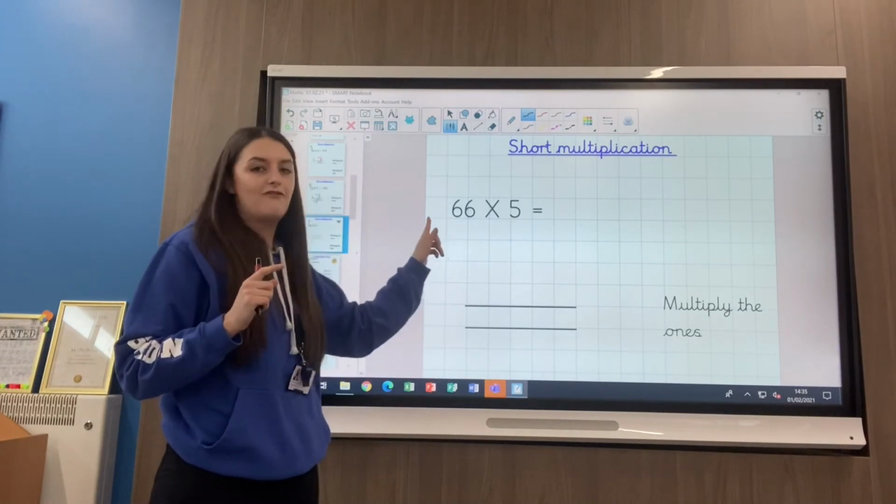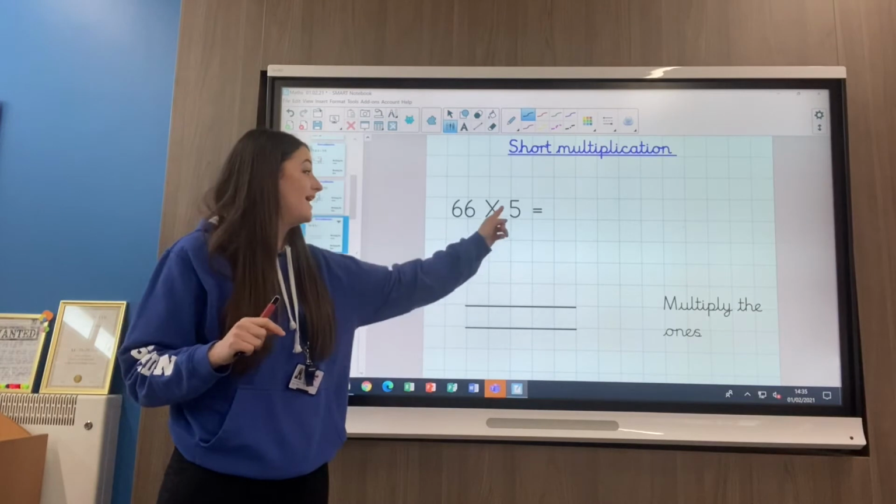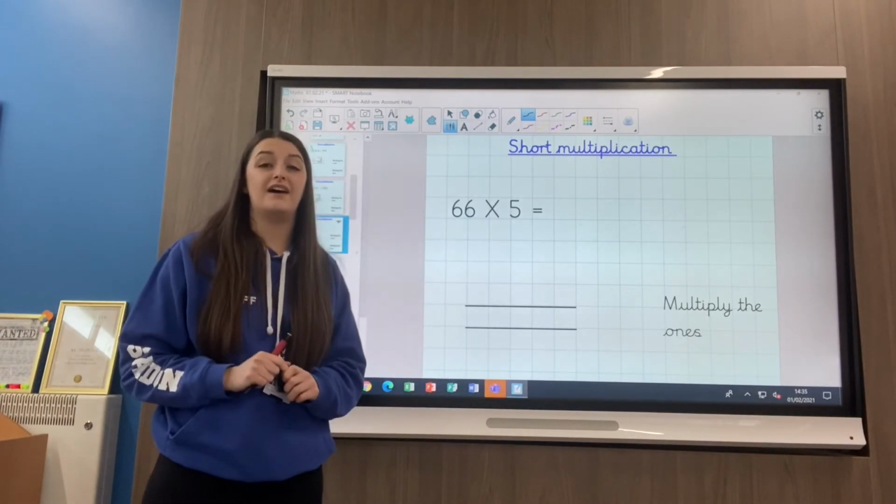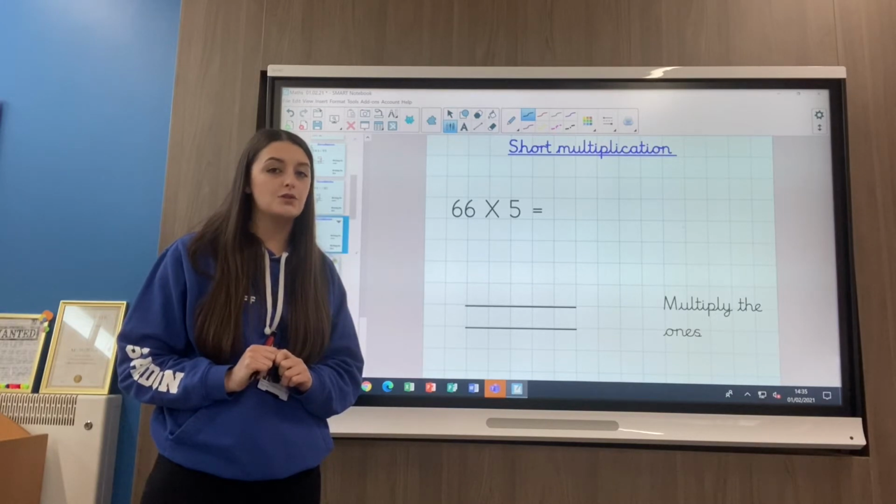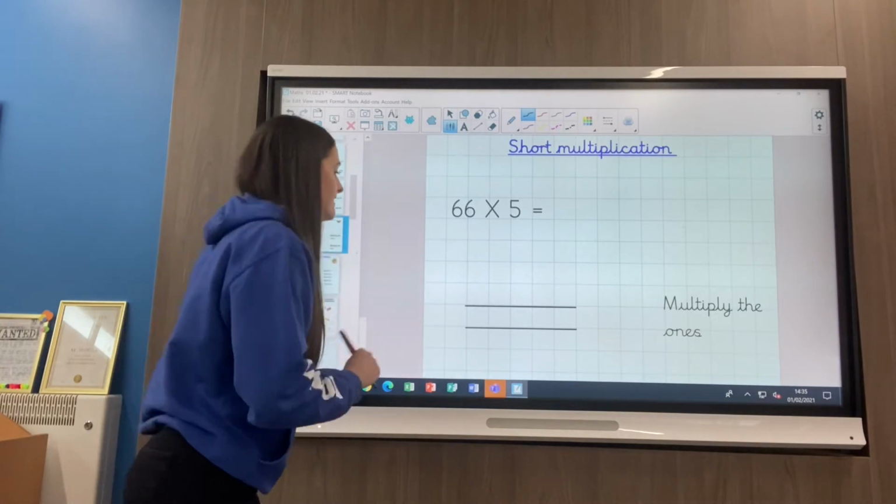Which number do I write first? And then where am I going to line up the number I'm multiplying by, number 5? Ooh, have a go, write it on your whiteboards. Right, I'm going to do it now. Let's see if you've got it right.